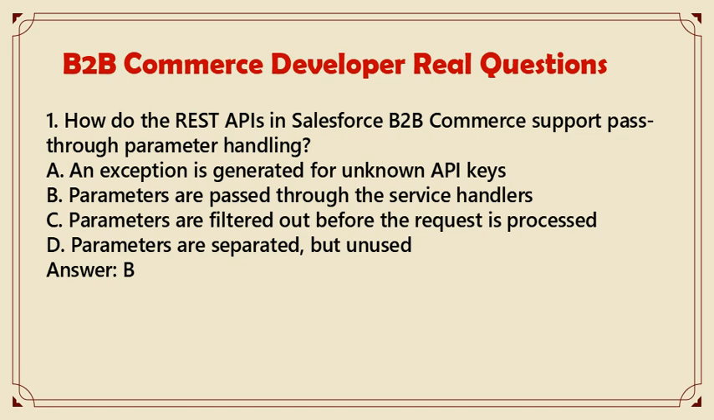1. How do the REST APIs in Salesforce B2B Commerce support pass-through parameter handling? A. An exception is generated for unknown API keys. B. Parameters are passed through the service handlers. C. Parameters are filtered out before the request is processed. D. Parameters are separated, but unused. Answer. B.